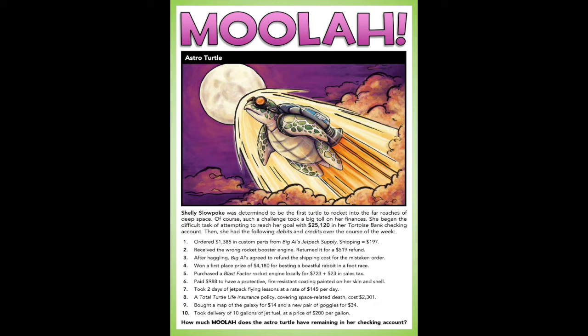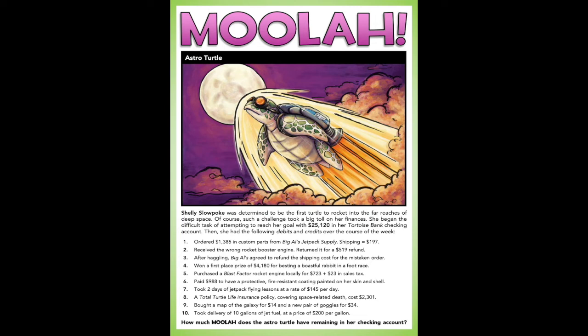All right, step 1. Ordered $1,385 in custom parts from Big Al's Jetpack Supply. Shipping equals $197. So for step 1, she spent the money on the order plus the shipping. So you got to figure out what all she spent on line 1 and then subtract that from the starting funds.